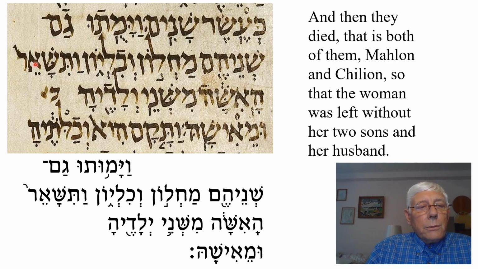Vateshaer, and then there were left over. Ha'isha, mishnei, and this is a preposition, from the two of her sons and from her husband. Okay, so the me here is a hirik with a mem, a mem hirik, and here's a mem sere. But both of these mems are prepositions, from the two of her sons and from her husband.